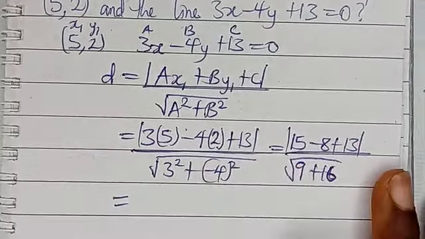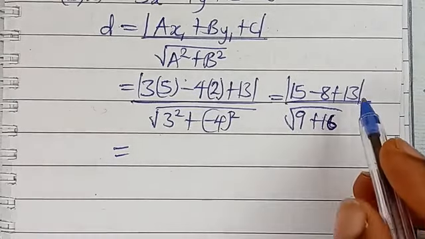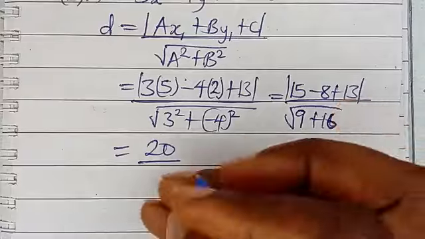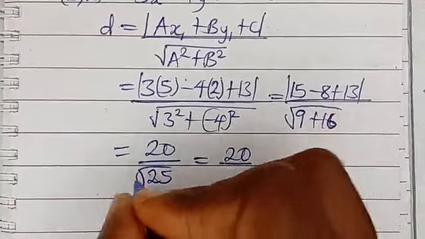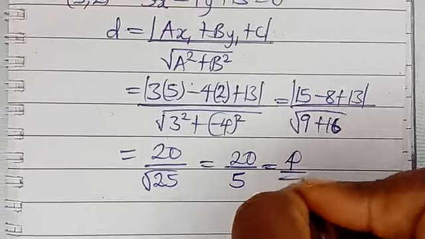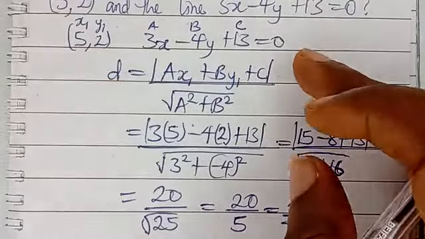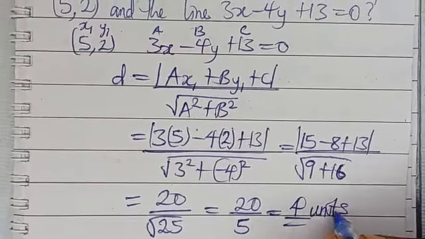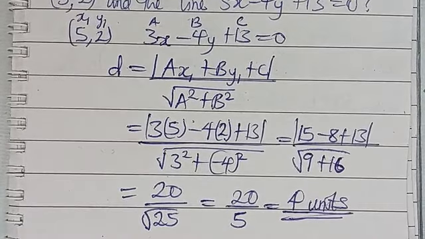It is equal to 15 plus 13 is 28, minus 8 is 20. And then 9 plus 16 is 25, the square root of 25. We have 20 over the square root of 25, which is 5. So 20 divided by 5 is 4. Therefore, the distance between this point and this line is 4 units. You can see, so you practice. This is just one easy thing.